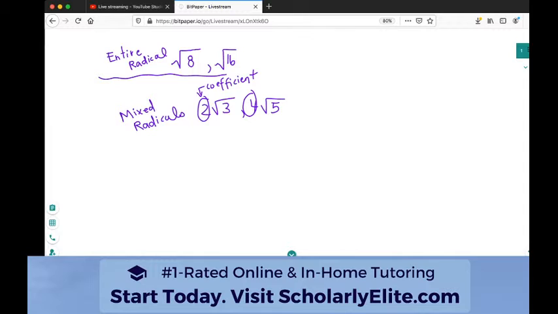So we can change mixed radicals into entire radicals, but before I show you guys how to do that, what I want to show you is first how we simplify entire radicals.